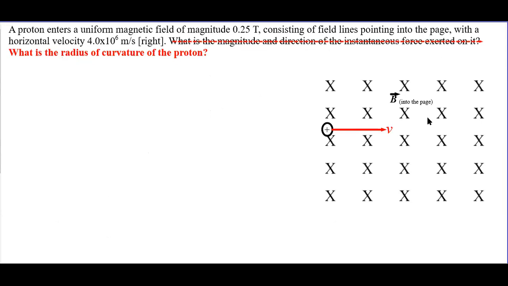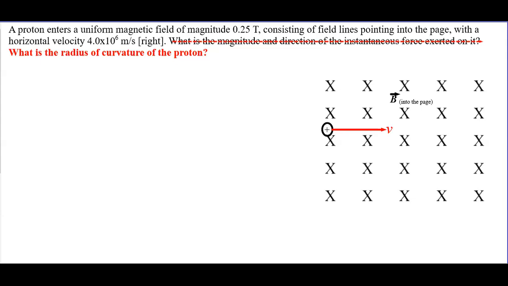We have a proton entering into this magnetic field consisting of field lines pointing into the page. So it's the same question set up as the first one. We know it's going 4 million meters per second to the right. I know I calculated the force earlier. I'm just going to ignore that fact. Basically start again. So when it says what is the magnitude and direction of the instantaneous force, we figured that out. 1.602 times 10 to the negative 13 newtons, and it was pointing upwards.